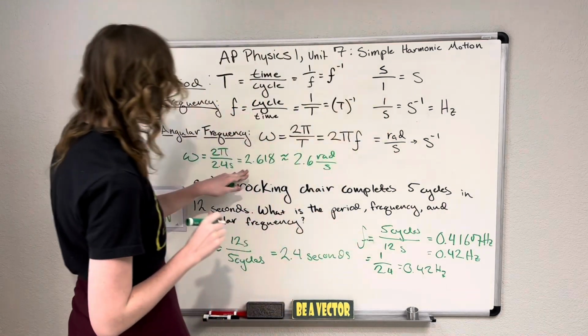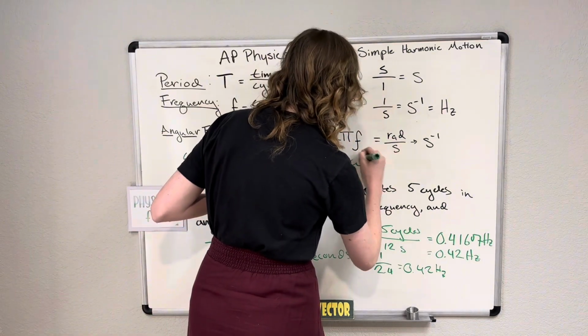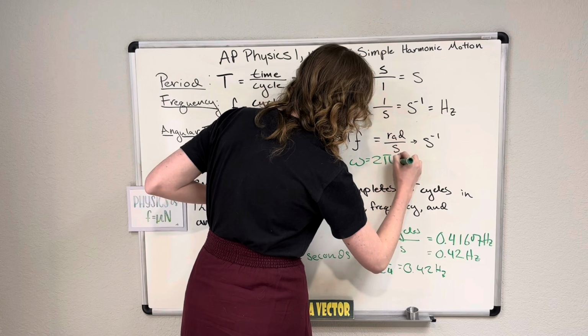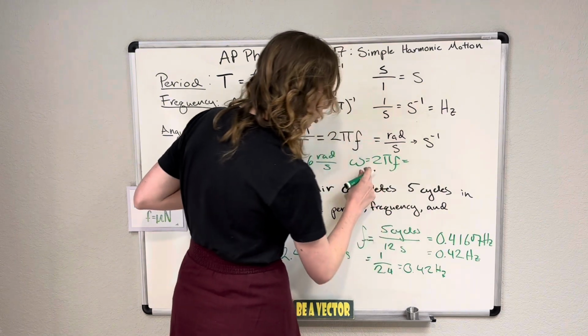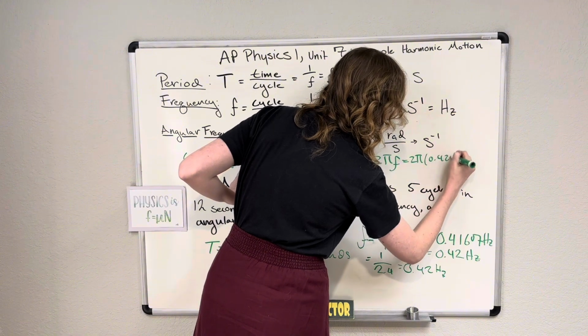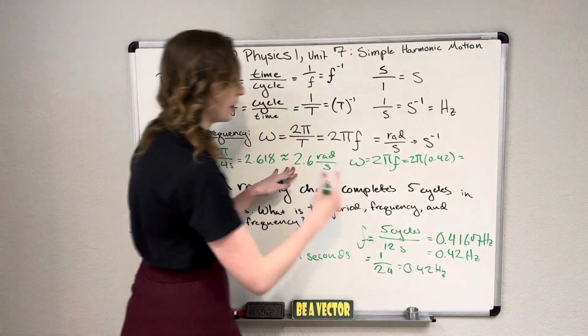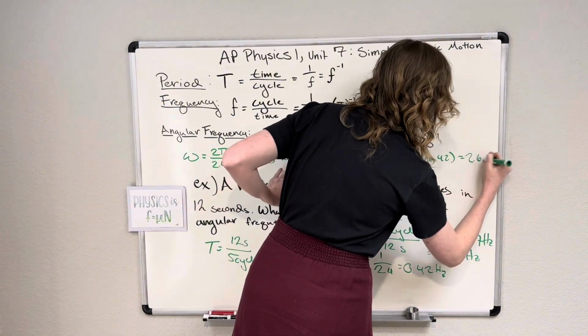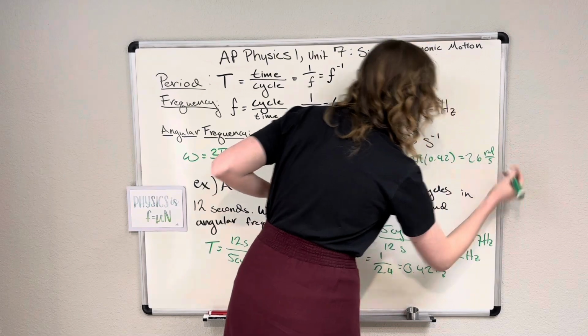We could have also calculated this as 2 pi times our frequency. So 2 pi times 0.42, which would have also given us the same answer of 2.6 radians per second.